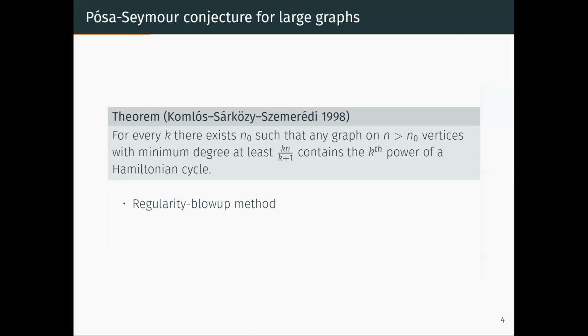One thing that you can actually get out of the proof as a byproduct of this method is that not only do you have the kth power of a Hamiltonian cycle, you actually can get the kth power of cycles of many lengths. Literally from almost Hamiltonian all the way down to basically very small constant sizes. So this is a byproduct of the method that they use.